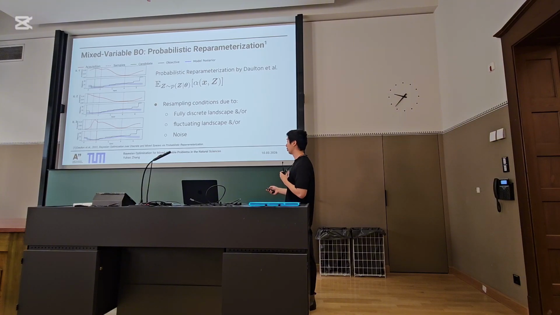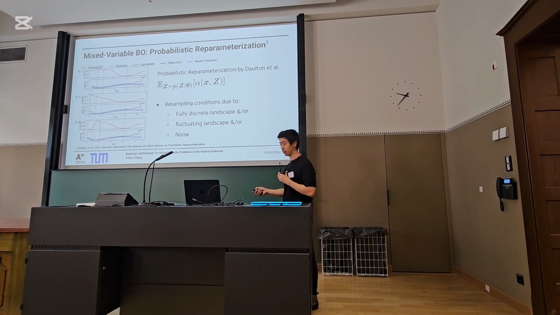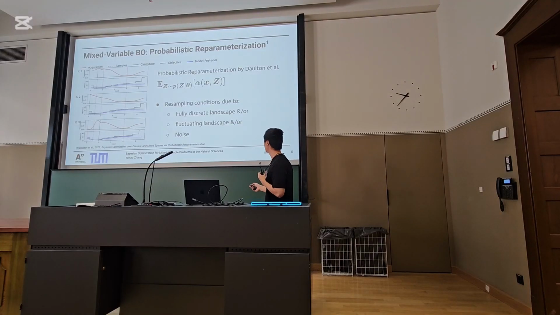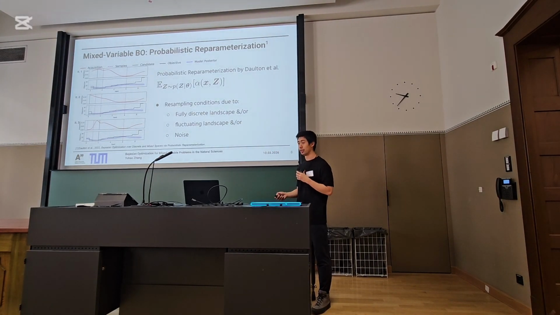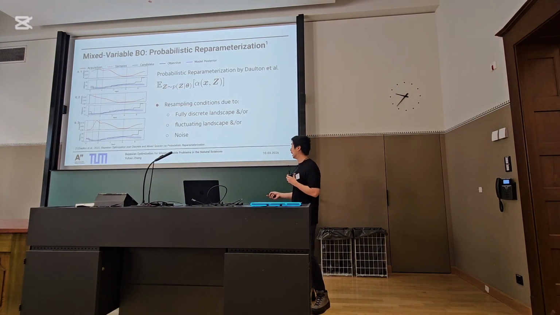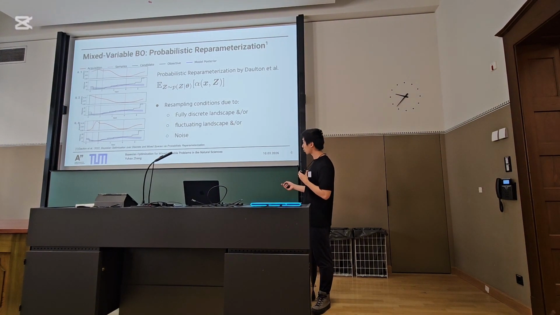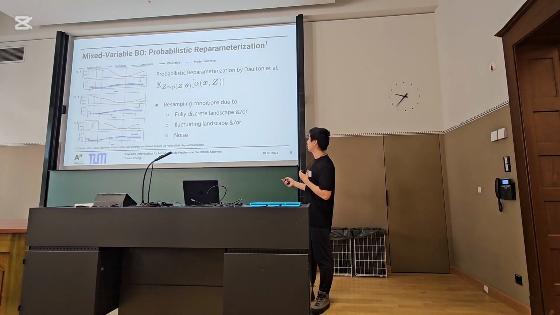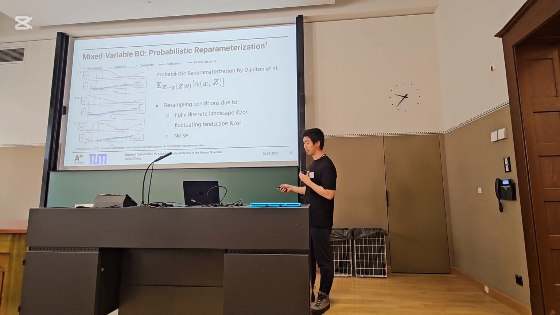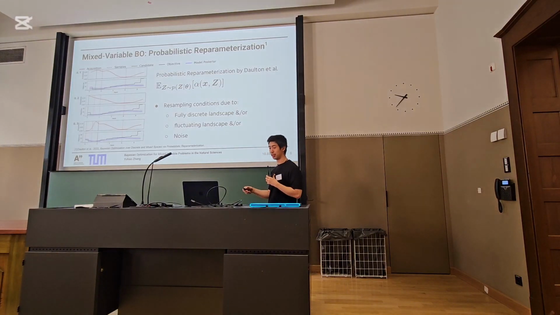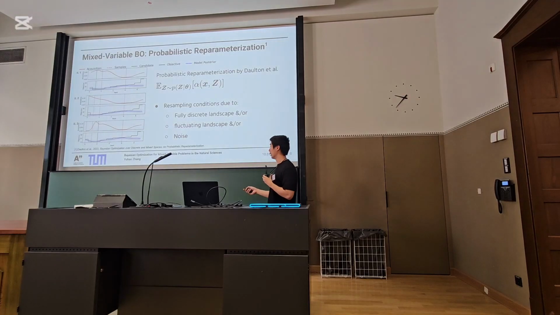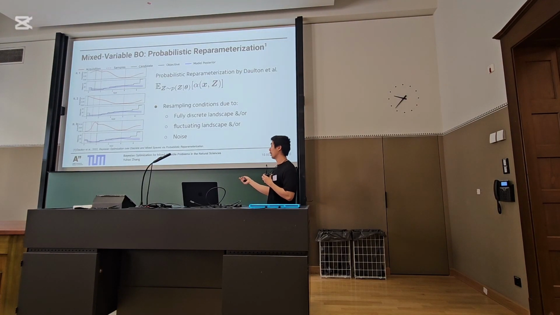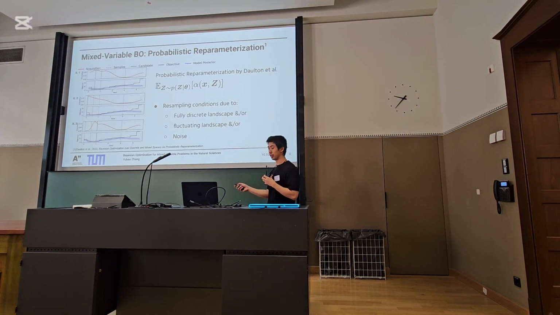We found the resampling issues are attributed to things such as the fully discrete landscape and highly fluctuating landscapes, with the presence of noise, which is very common in experimental settings. And the reason why, at least we believe, the authors didn't mention these resampling issues is because they are from the computer science world where their functions are noiseless. They also don't encounter these resampling issues because their domains were always mixed. It wasn't used in fully discrete spaces.